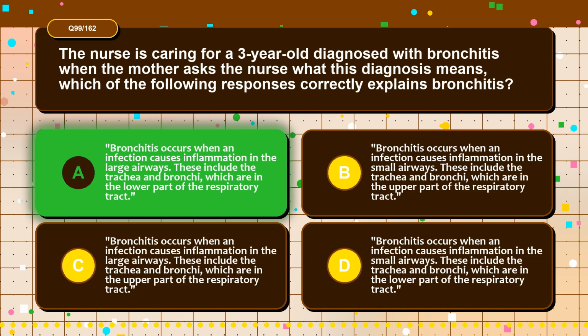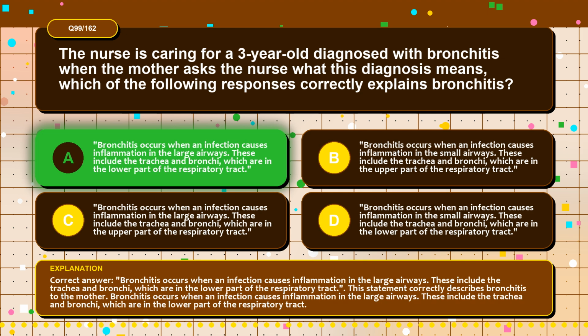The correct answer is option A. Bronchitis occurs when an infection causes inflammation in the large airways. These include the trachea and bronchi, which are in the lower part of the respiratory tract. This statement correctly describes bronchitis to the mother.